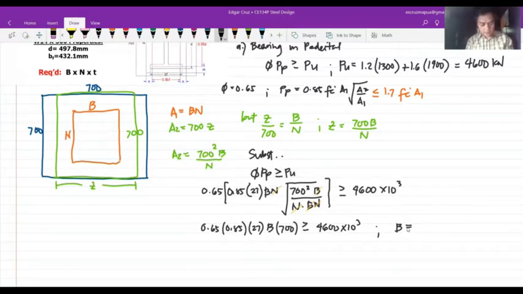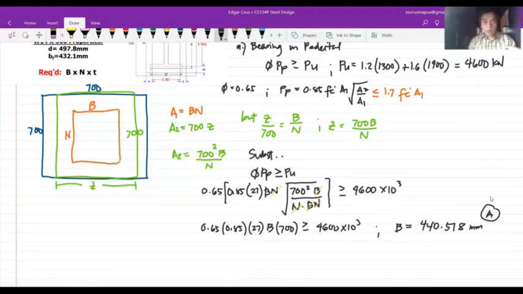So 46 divided by 0.65, 0.85, 27, 700. So we got 440.518 millimeter. So let me store it sa shift store sa A. Shift store sa A. Ayan, naka-store na siya sa A.